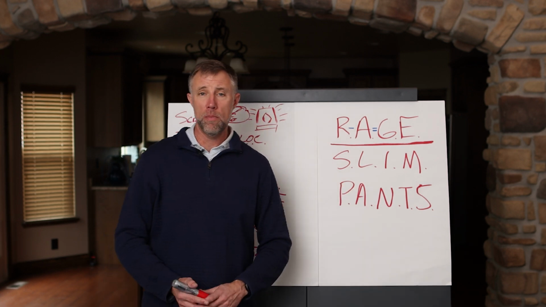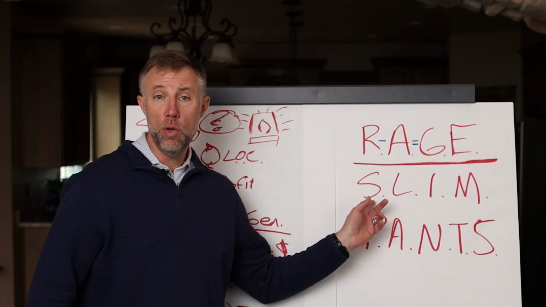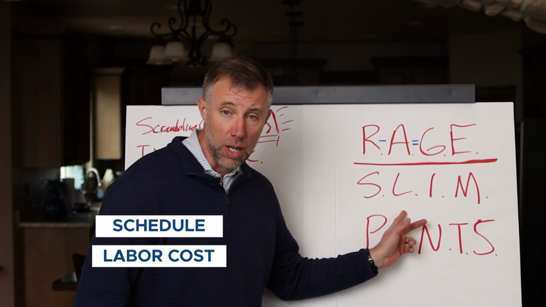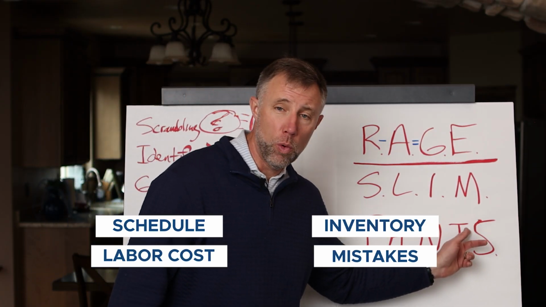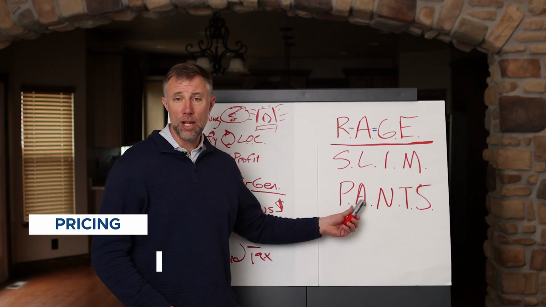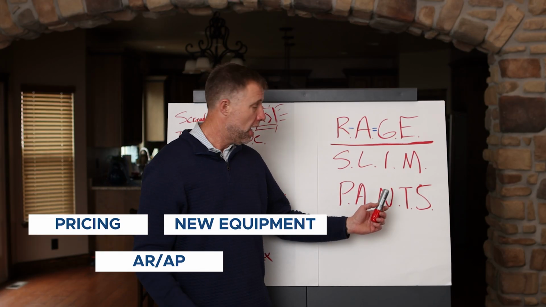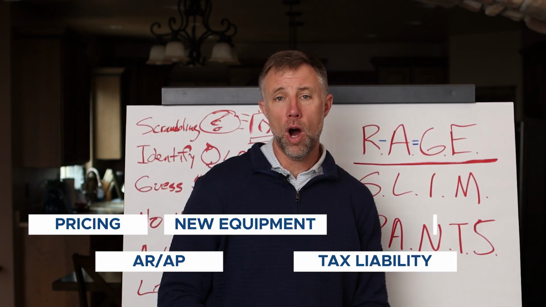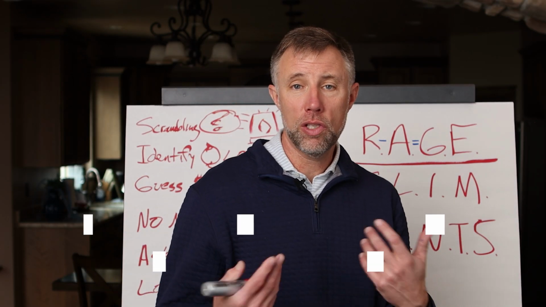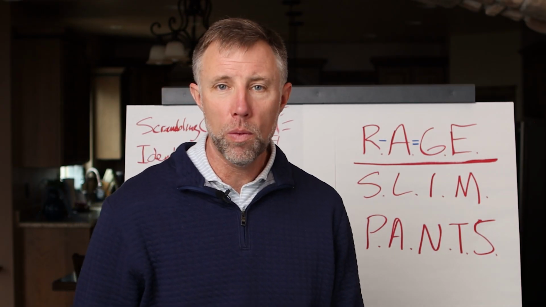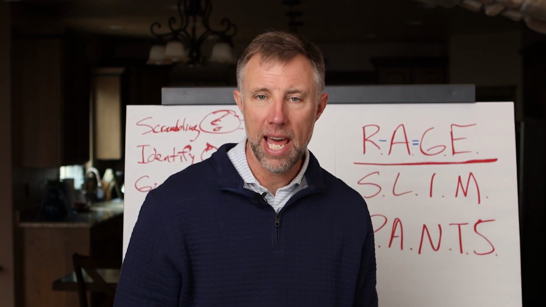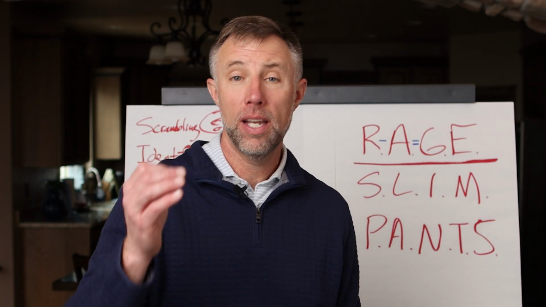We call it the Slim Pants Framework, where we go back and review weekly our schedule, our labor cost, our inventory, our mistakes and warranties. We look back at our pricing, our accounts receivable, accounts payable, our new equipment investment, capital expenditures, our tax liability, and also our servicing of debt. We look at that every single week to see where we're at, and it will start to quell some of that anxiety because now we have clarity.